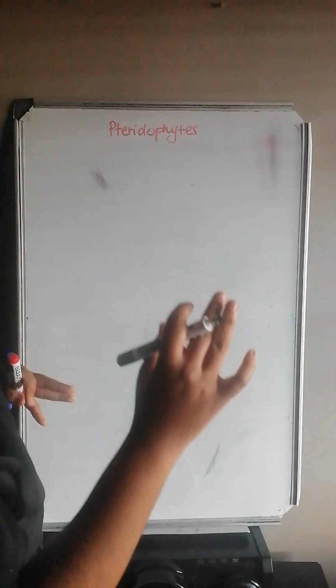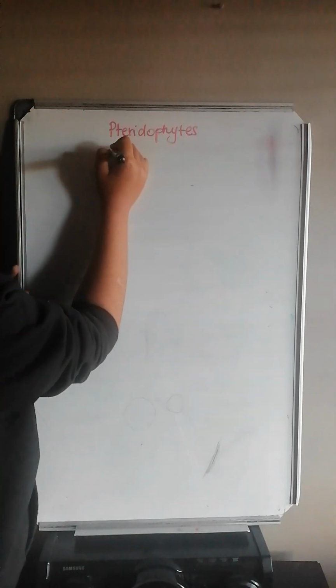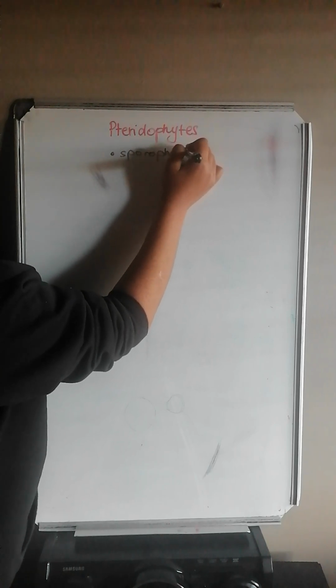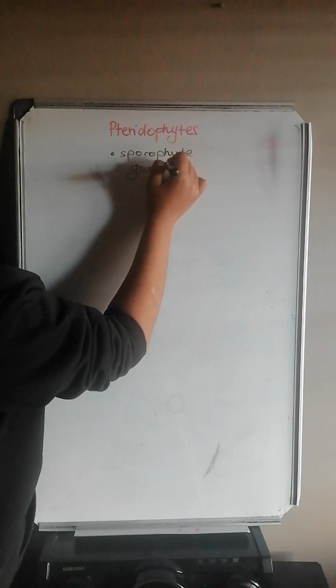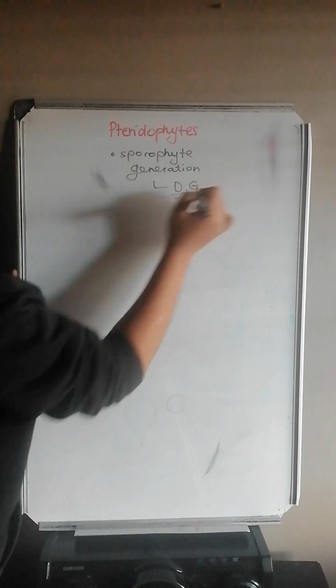But however, when we moved on to pteridophytes, we saw a change here. Remember, in bryophytes, the gametophyte generation was a dominant generation, the generation that you see all year round. However, here we see that the sporophyte generation is the dominant generation. That is the first thing we want to know here, that the sporophyte generation is the dominant generation.